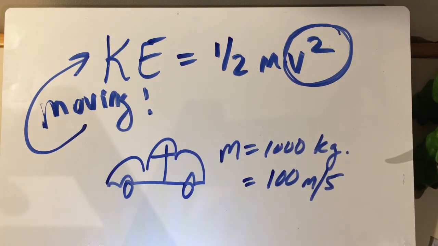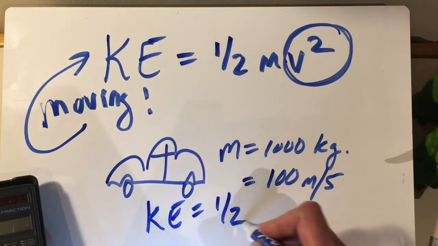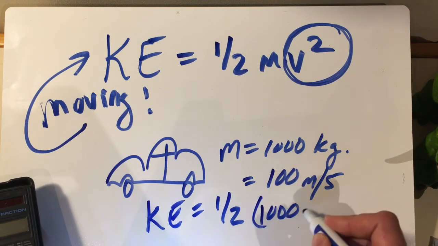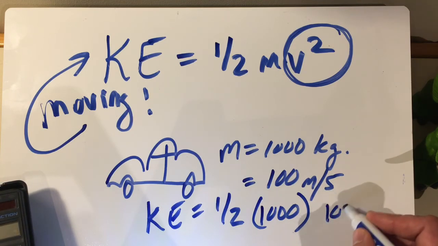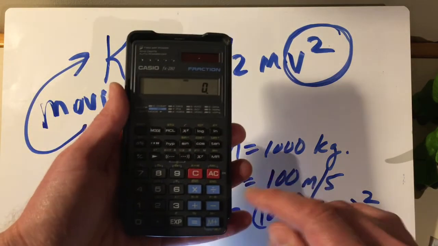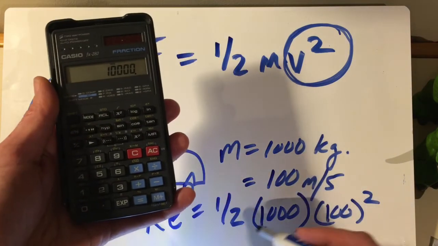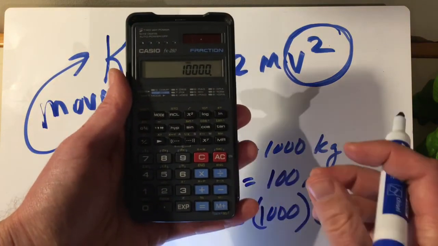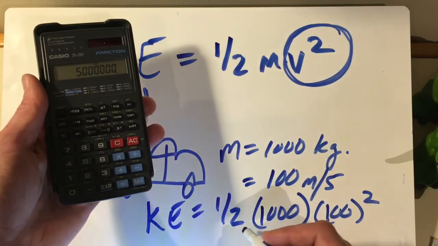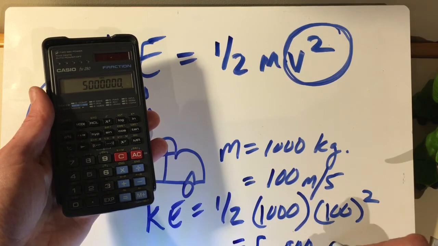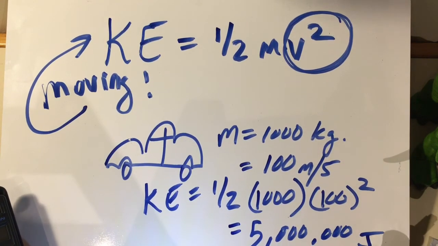All right. So kinetic energy equals 1/2 times 1,000 multiplied by a velocity of 100, and we're going to square that. So 100 squared, 100 times 100, equals 10,000, and then multiplied by half of its mass. That's 500. So multiply by 500. Okay, so that would be 5 million. And the units are joules. All right, so there's a quick example with kinetic energy.